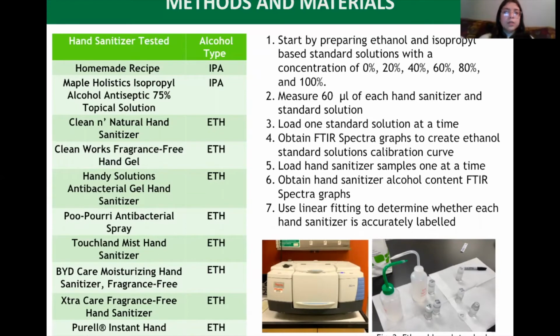For our methods, first, ethanol and isopropyl-based solutions were prepared. Then 60 microliters of each hand sanitizer and standard solutions were measured. Next, the standard solutions were loaded one at a time into the FTIR to create the graphs. After this, each hand sanitizer was inserted into the FTIR to obtain the alcohol content spectrographs. Finally, by using a linear equation, we determined if the hand sanitizer contents matched its labels.